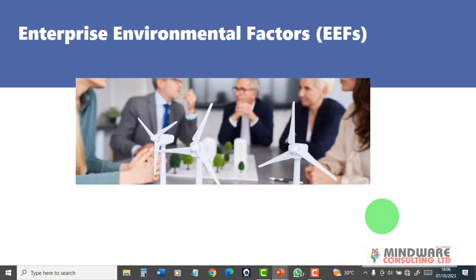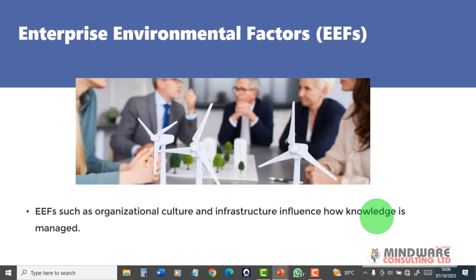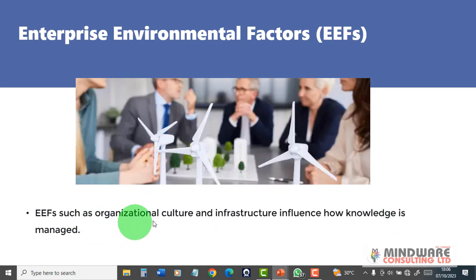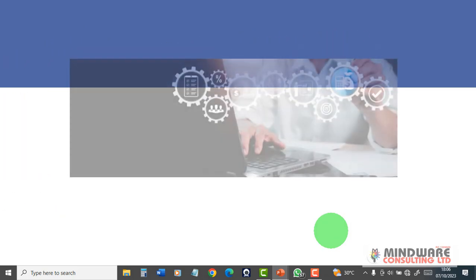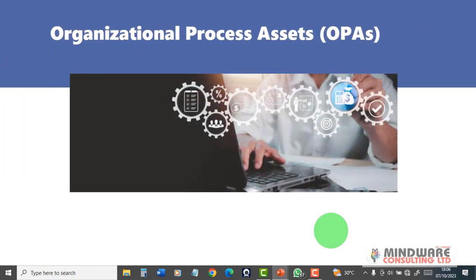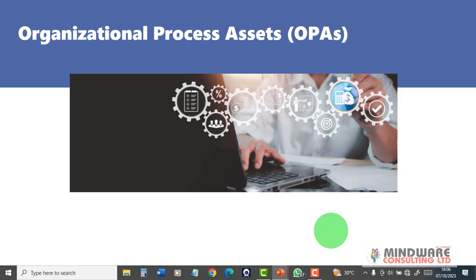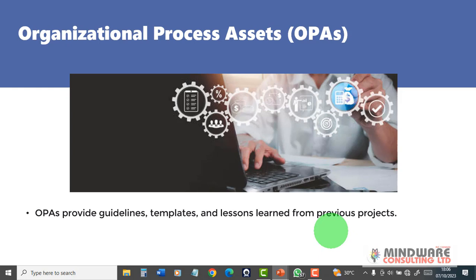Now here we have it again, enterprise environmental factors. Now this includes organizational culture and infrastructure. These influence how knowledge is managed, okay? Next is organizational process assets, or OPAs. Now this provides guidelines, templates and lessons learned from previous projects.